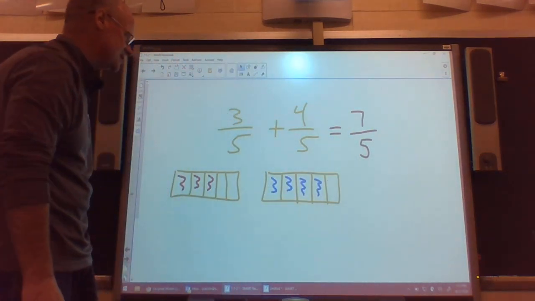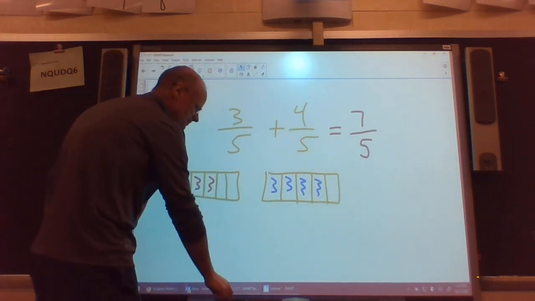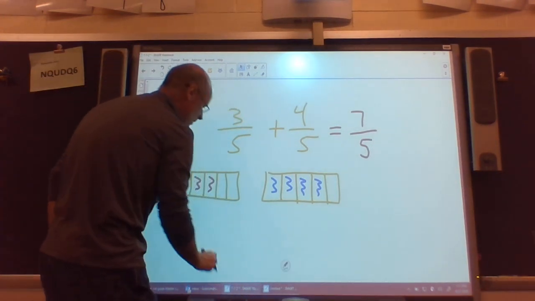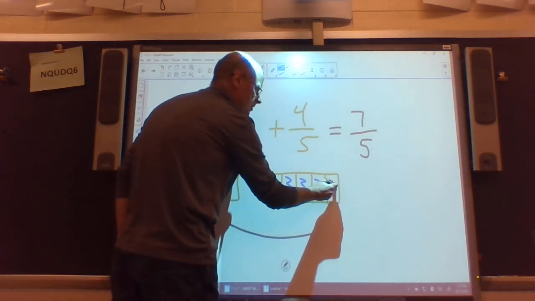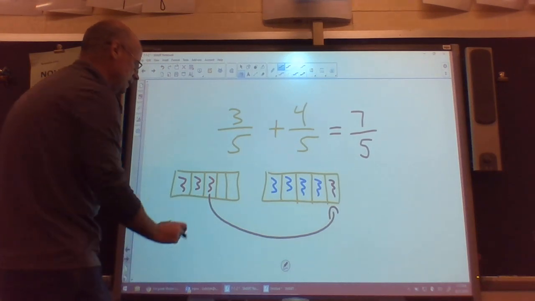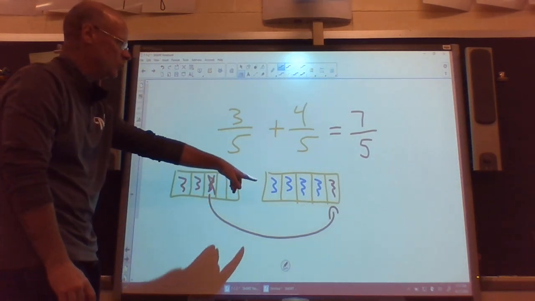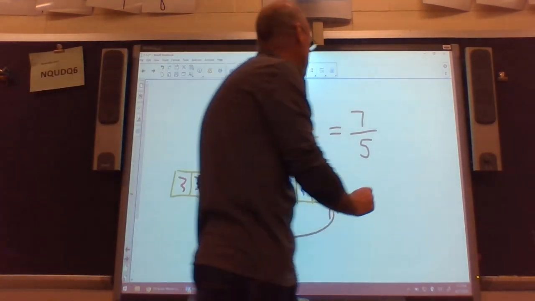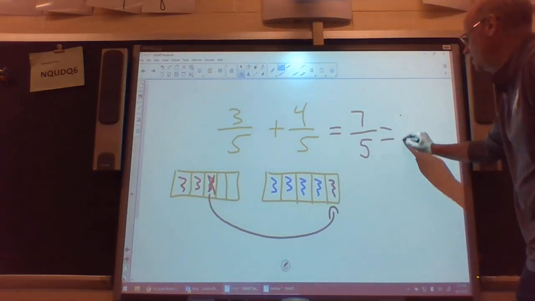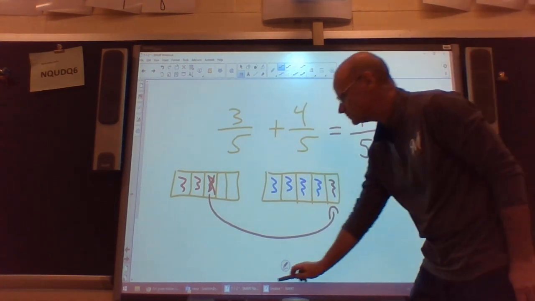And again, someone's going to say, you know what? I can take one of these fifths and move it over there and make this a whole one. And then I'm going to cross this one off because I moved it. So I ended up with 1 whole set of fifths and 2 left over. So 7/5 is equal to 1 whole and 2 fifths.